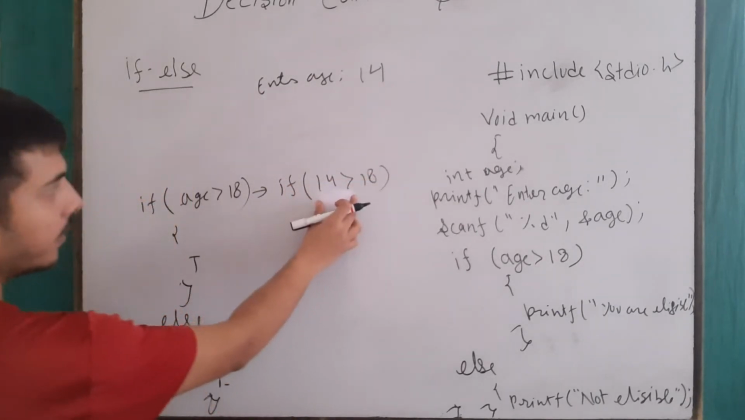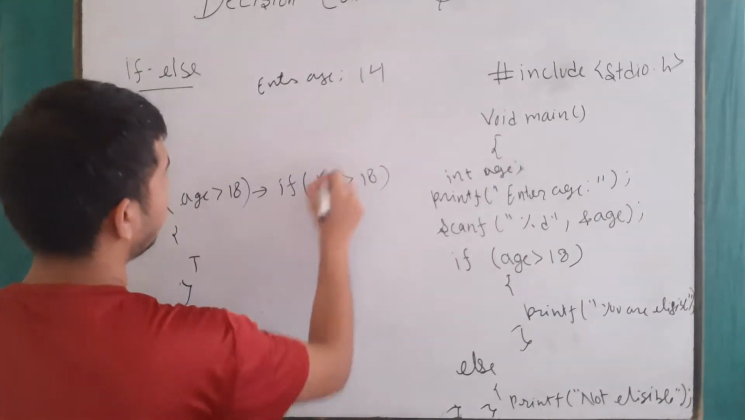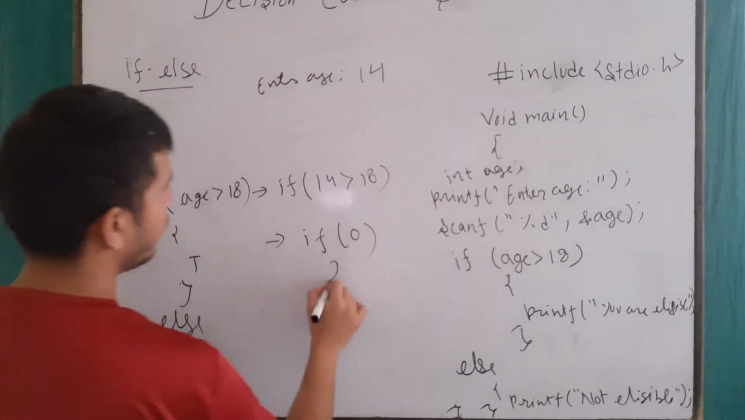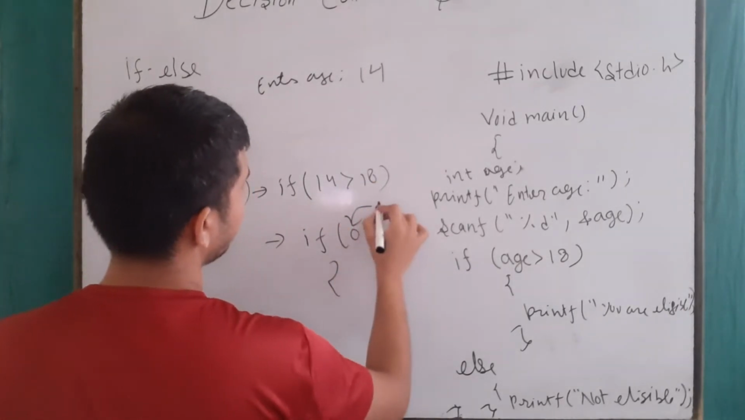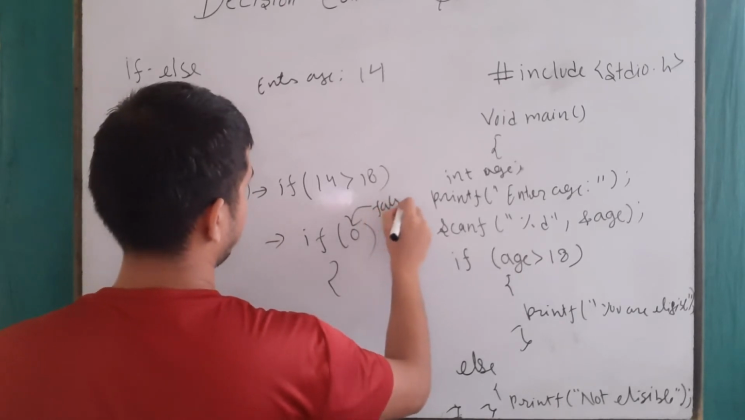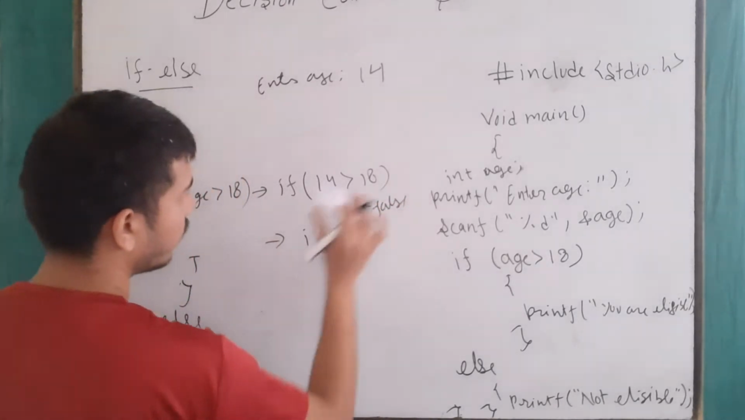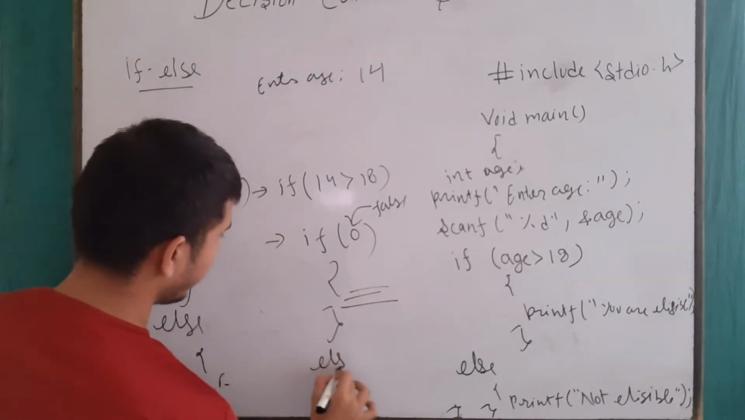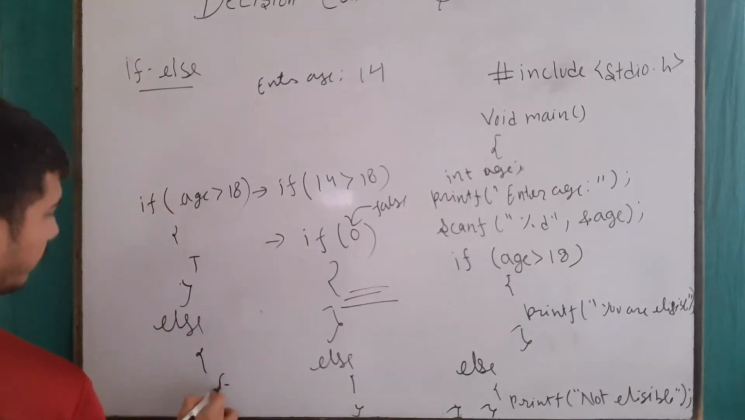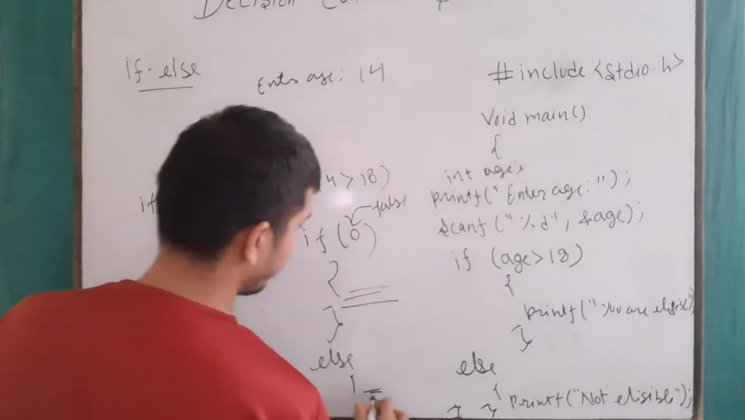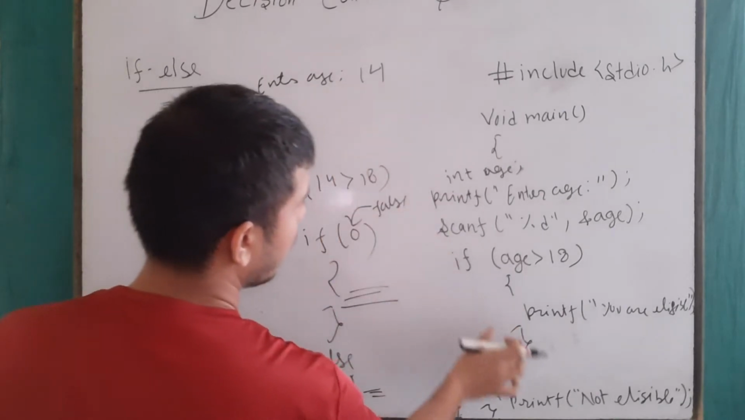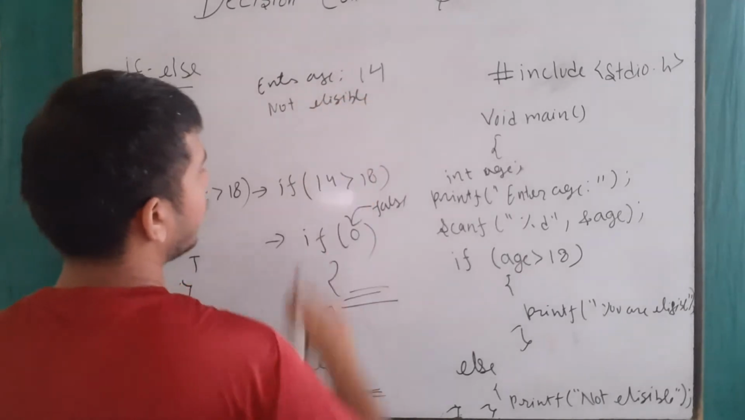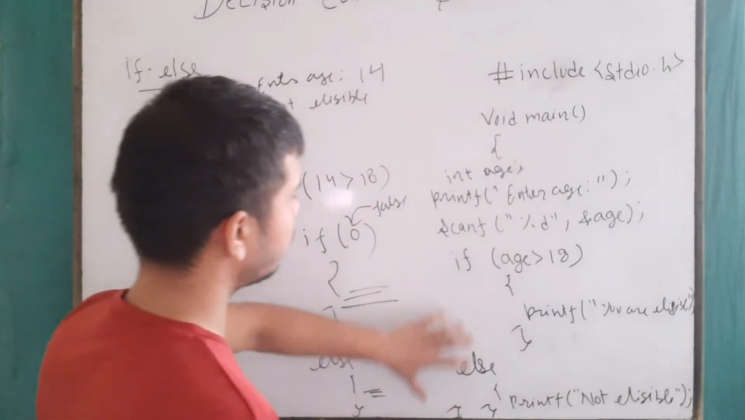Now 14 is greater than 18, no, this condition is false, so it will internally return me 0, since it is a conditional operator. So if of 0, now we had said that 0 means false and non-zero means true. So these statements will not take place. The one which follows the false condition, what I had written in else, will evaluate. So now if I write here 14, our output will be "not eligible". So this is how if and else work together.